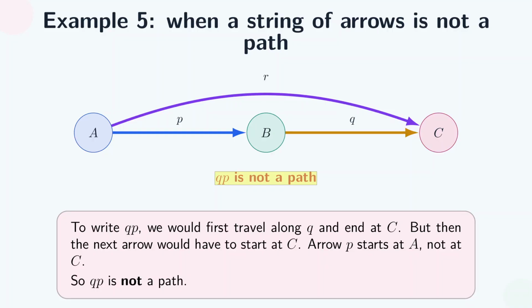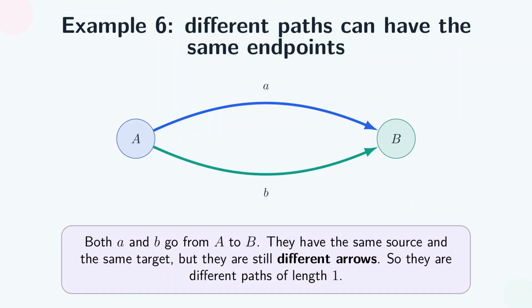Next, let us notice something subtle and important. Different paths can have the same starting point and the same ending point. For example, suppose we have two different arrows, A and B, both going from A to B. Then A is a path of length 1, and B is also a path of length 1. They start at the same vertex. They end at the same vertex, but they are still different paths. Why? Because they are different arrows.